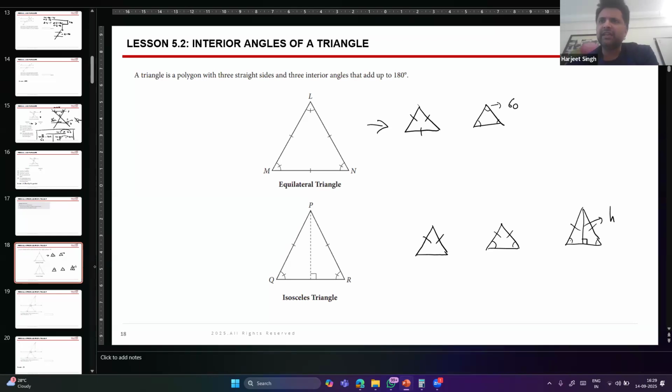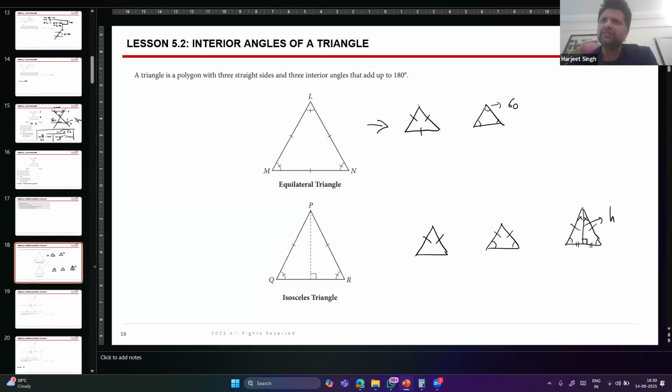So can I say even these two angles are equal? Which means H will bisect. So H is a perpendicular bisector, because the angles are the same, the sides are also the same, and hence the opposite sides are also the same. Which means this is equal to this. So it's the perpendicular bisector. It's perpendicular as well as bisecting the angle as well as the opposite side.